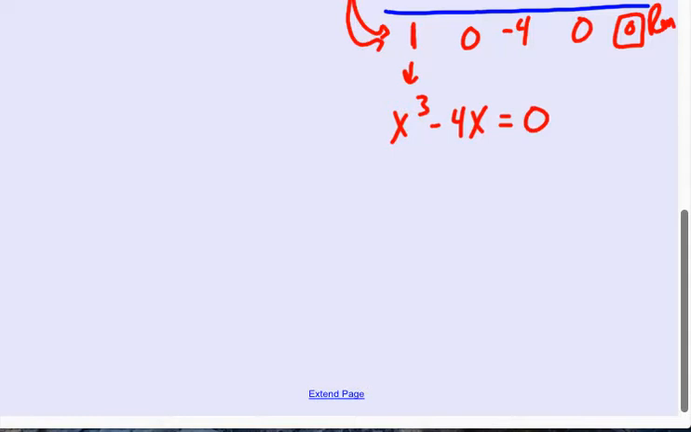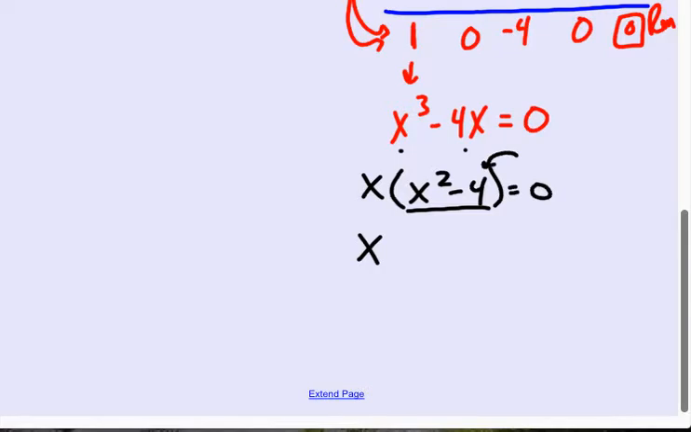Now, some people kind of freak out about this, but look at these two terms. They both have an x. Just factor that x out. I'd be left with x squared minus 4 equals 0. And I can't factor x again, but this x squared minus 4 is a difference of perfect squares, since x squared is a perfect square too.